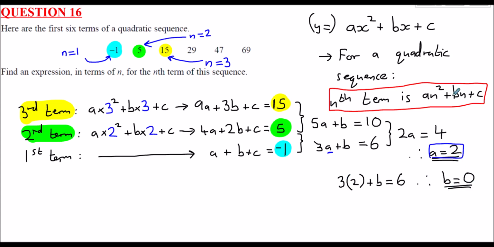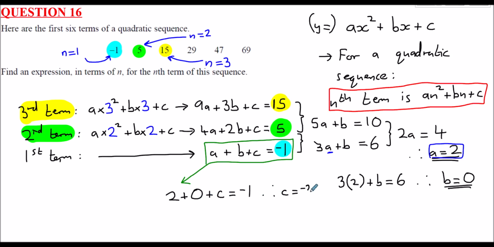And finally, we can substitute that a is 2 and b is 0 back into one of these starting equations. So if I were to pick, for example, this one here is probably the easiest. A is 2, so 2 plus b, which is 0, plus c equals minus 1. Therefore, c equals minus 1 minus another 2. c must equal minus 3.